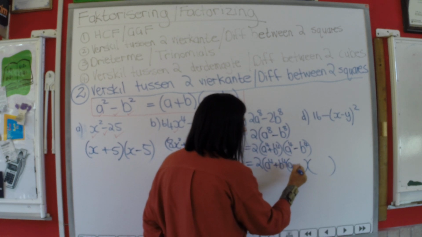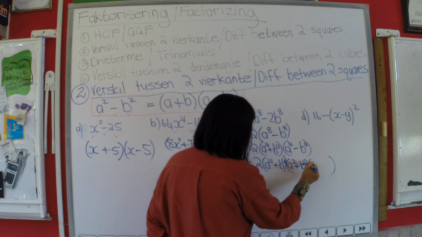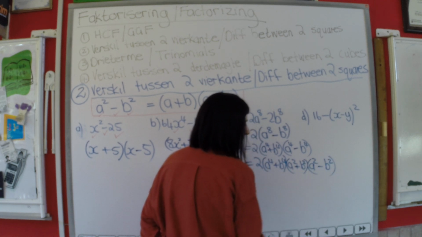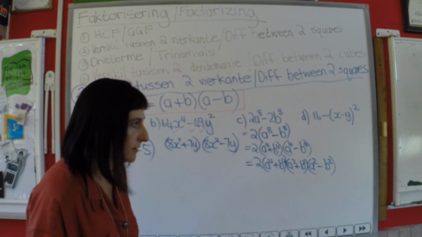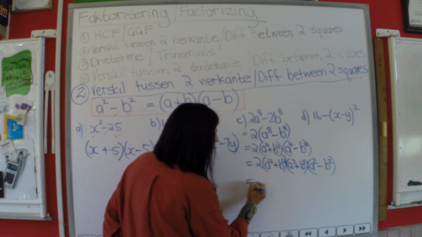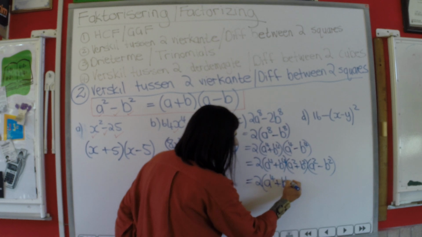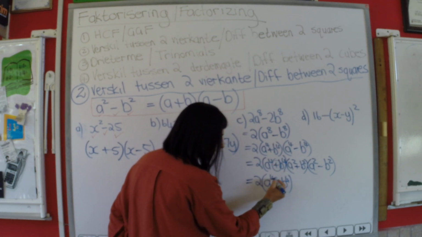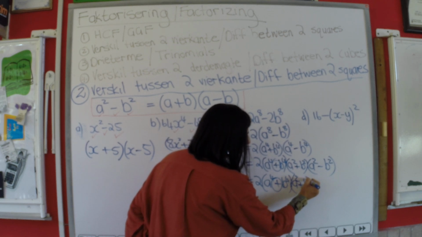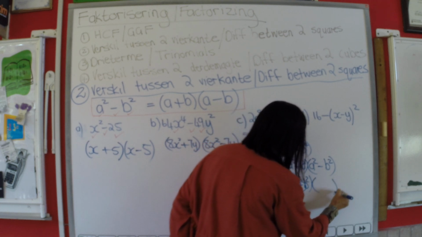So ek gaan a kwadraat plus b kwadraat. A kwadraat minus b kwadraat. Still I'm not done. Want hier is nog 'n verskil tussen 2 vierkante. So ek gaan weer alles oorskryf. This I can't factorize because it's not a difference. This I can't factorize further. It's not a difference. But this one, yes, for sure.